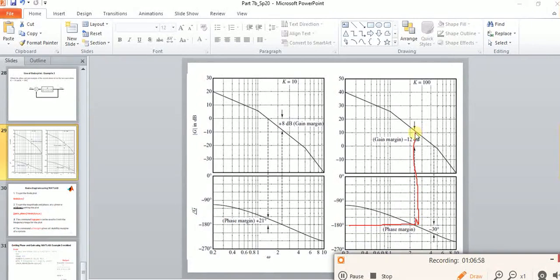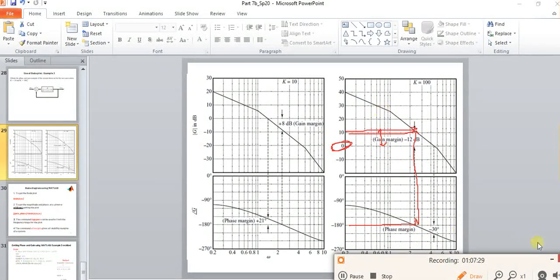I am meeting this line, the gain line, above 0 because 0 is closed here itself. 0 is here, but that means I have crossed 0 and I am here now. That means 0 is already crossed, I have already crossed the safety limit, and the difference between this point and 0 is 12 dB, but it is minus now because I am meeting the line above 0.